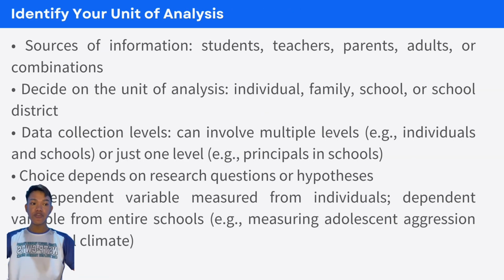In identifying your unit of analysis, the sources of information could be students, teachers, parents, adults, or a combination, depending on the type of research or the study that you have to make. So you have to choose the particular respondents that are suited for your research. You could choose from these choices. Deciding on the unit of analysis, it could also be an individual, family, school, or a school district. So it really depends on your study.